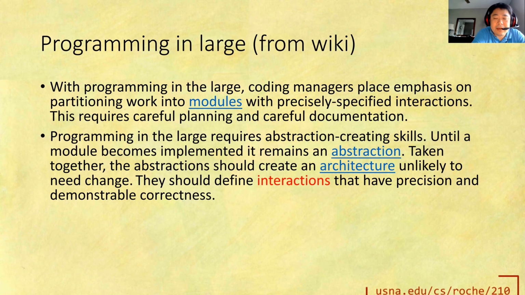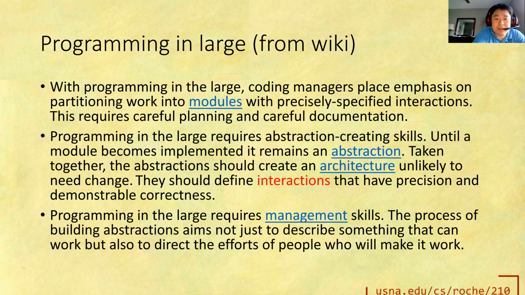If you have that kind of abstraction, and make this abstraction really well, then probably you can write the main function without writing the definition at all. So they should define interactions that have precision and demonstrable correctness. Programming in the large requires management skills, the process of building abstractions, not just to describe something that can work, but also to guide the direction, to direct the efforts of people who will make it work.